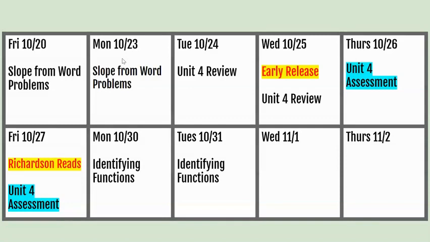All right, this is going to be our look for the week. This is our calendar. We have slope word problems today, and I'll be going through those with you. And then we have a Unit 4 review for you on Tuesday. And then you guys have early release Wednesday. And then Thursday, you guys have a test. So that's what your week looks like.